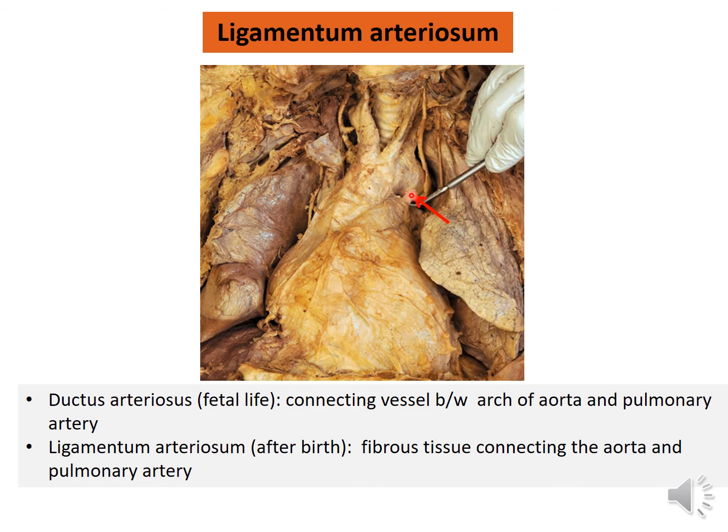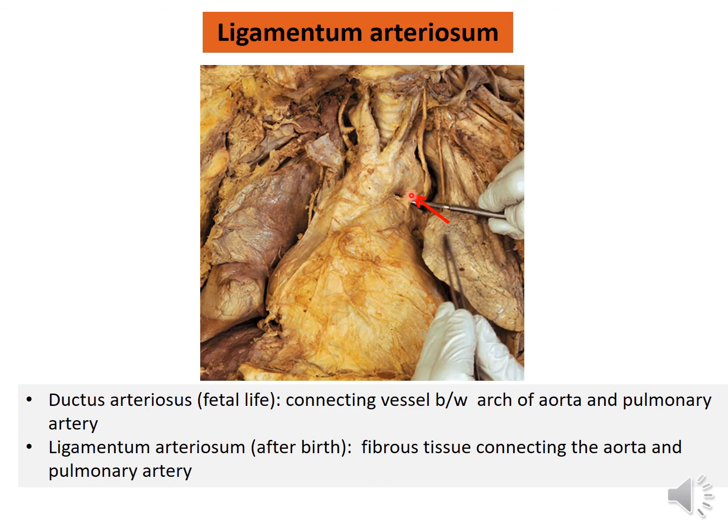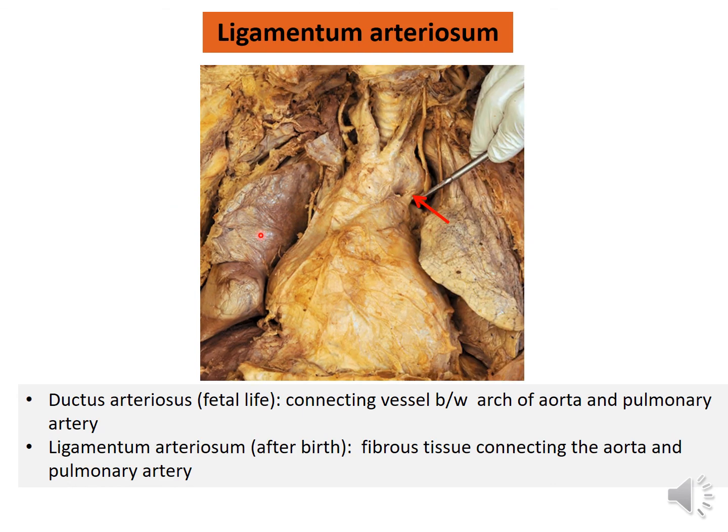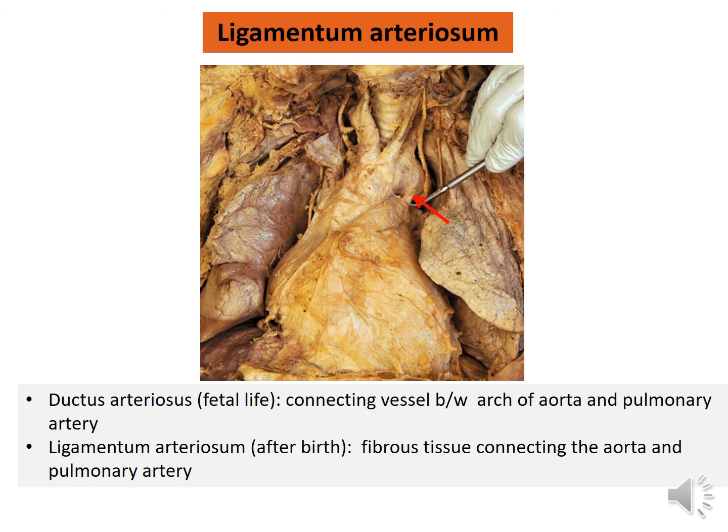So after birth, all of us will have a fibrous connection between the aorta and pulmonary artery, which is called ligamentum arteriosum. But in the fetal life, this is the vessel which allows the blood to bypass from the pulmonary artery into the aorta due to non-functioning of the lungs, and this particular vessel is called ductus arteriosus. So please note the difference between ductus arteriosus and ligamentum arteriosum.